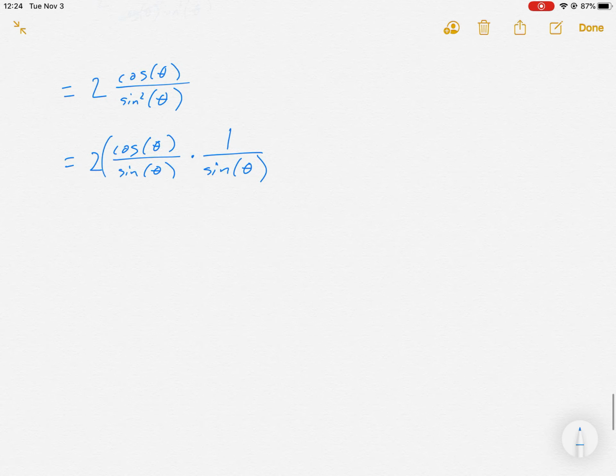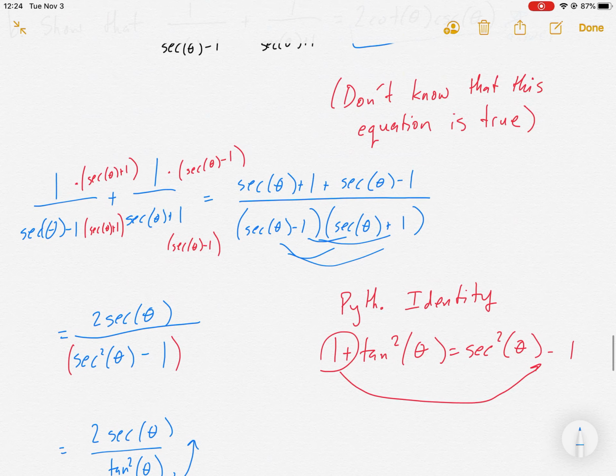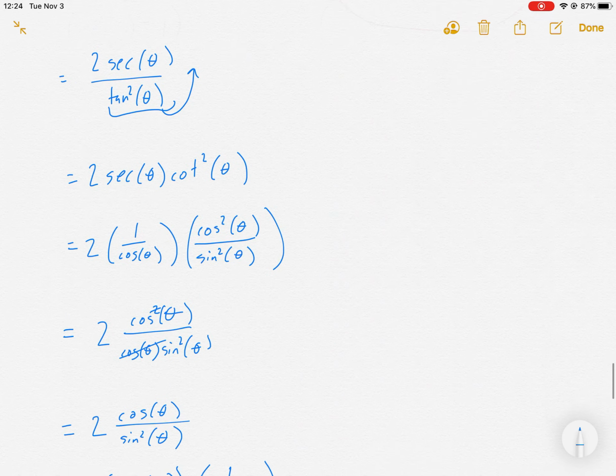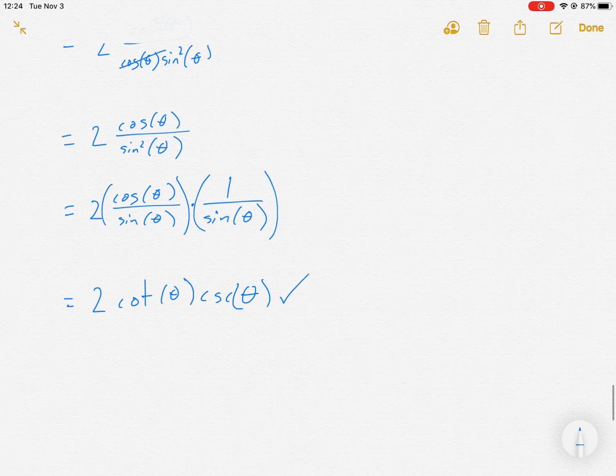So if we take a look at this and this that I have in parentheses, using our identities, we end up with what we wanted. So let's just double check: 2 cotangent and cosecant, 2 cotangent and cosecant. And so we are done.